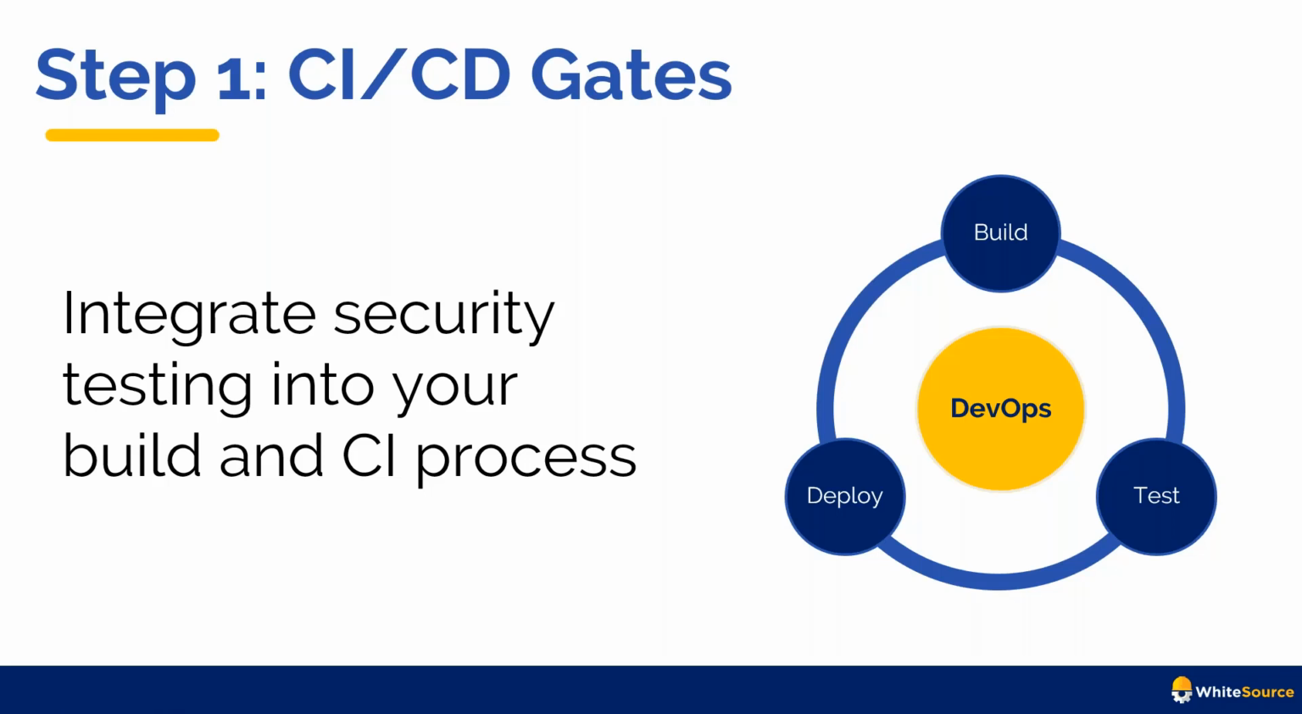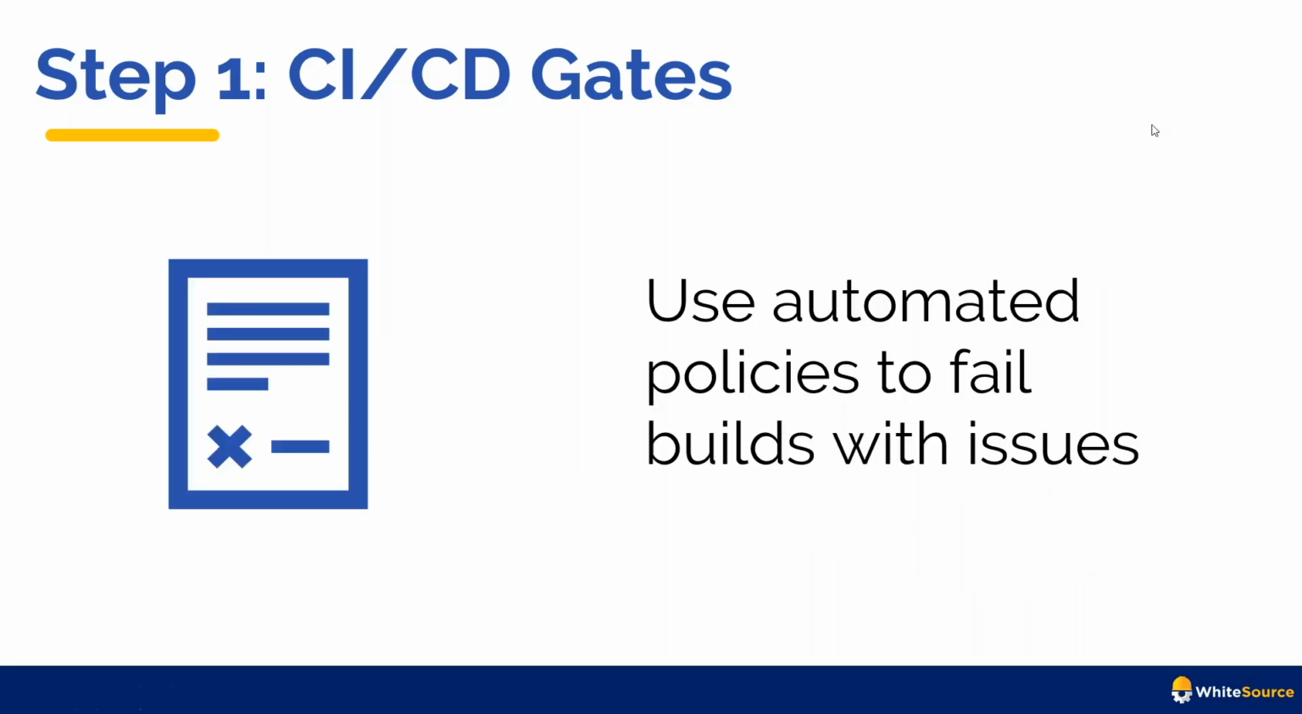We might analyze the security vulnerability and understand that it's okay, and it's a minor security vulnerability, or my code doesn't even point to that specific reference, so it's okay. But it's really important to make sure that you know what your security vulnerabilities are, and decide to actually take a risk. That's okay. The next one is to use automated policy to actually fail the builds with issues.